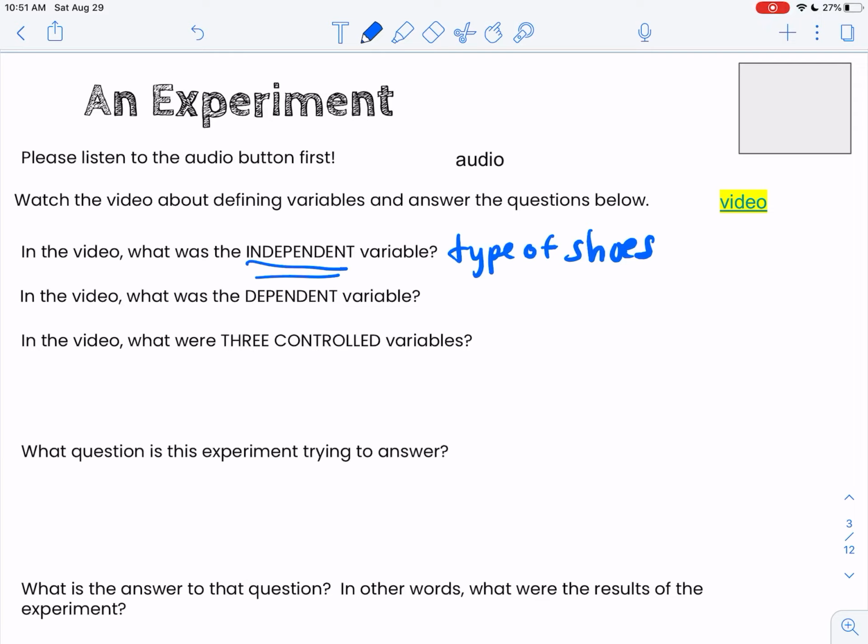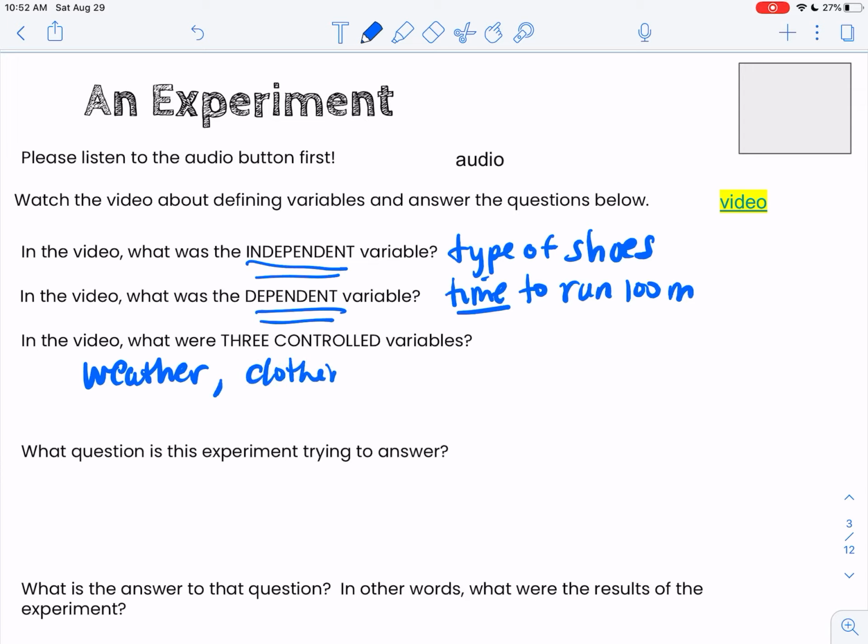In the dependent variable, they measured each time the time it takes to run 100 meters. I can't remember exactly what it was, but basically it's the time that it takes him to run the race. So each time he's going to change his shoes and then figure out how long it takes. Three controlled variables, that you don't want to mess up the experiment with, were the weather, his clothing, and the surface. Because those would be things to make sure that we're really only looking at the type of shoes that he was wearing.